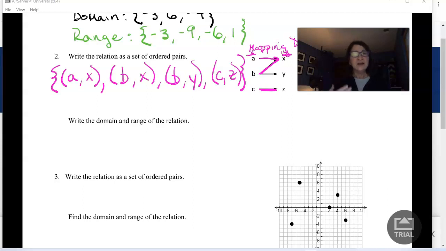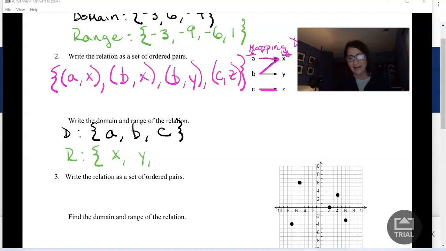If we are writing the domain and the range, pause right now and write the domain and the range, and then you can see if you get the same thing as I do. So you should have gotten a domain that would consist of 3 members, A, B, and C. And then a range, which consists also of 3 members, X, Y, Z.